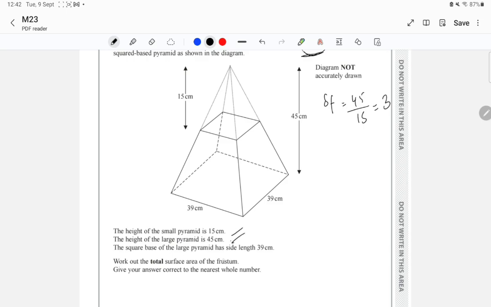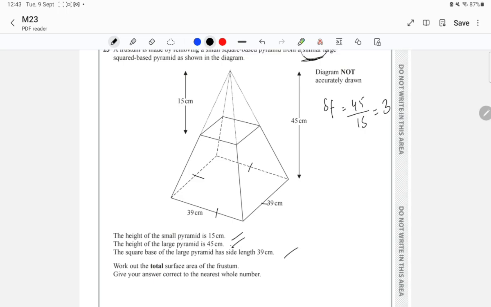The height of the small pyramid is 15, the height of the large pyramid is 45. The square base of the large pyramid has side length of 39. So these four sides would be the same because it is square-based. Work out the total surface area of the frustum.